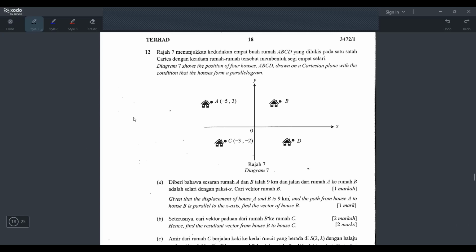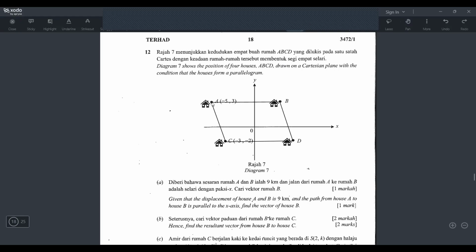Okay, let's look at number 12. Diagram 7 shows position of 4 houses A, B, C, D, drawn on the Cartesian plane with the condition that the houses form a parallelogram. So if we form a parallelogram, we can actually draw it out lah. So A to C, this is the parallelogram. So let's draw it out.